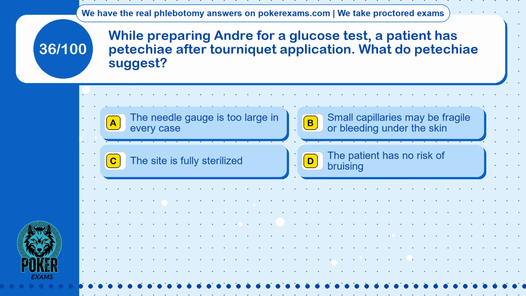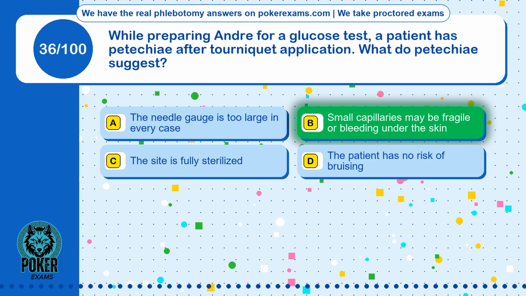Question 36. While preparing Andre for a glucose test, a patient has petechiae after tourniquet application. What do petechiae suggest? Option A. The needle gauge is too large in every case. Option B. Small capillaries may be fragile or bleeding under the skin. Option C. The site is fully sterilized. Option D. The patient has no risk of bruising.